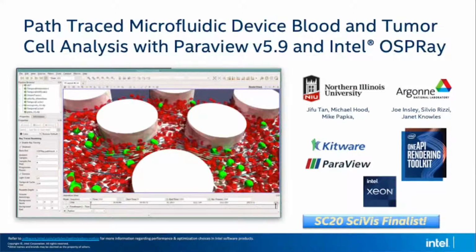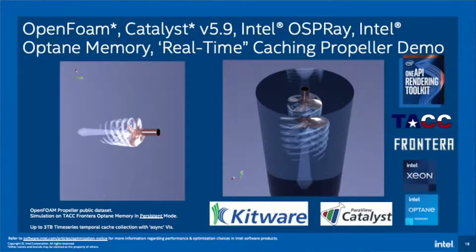Another SC20 VIS finalist from the Intel GVI at NIU and Argonne National Labs, running live with ParaView, visualizing blood and tumor cells circulating around a microfluidic device. This is really cool. We'll be showing off the just released Catalyst in situ Optane memory temporal cache capability off of Texas Frontera, a supercomputer.